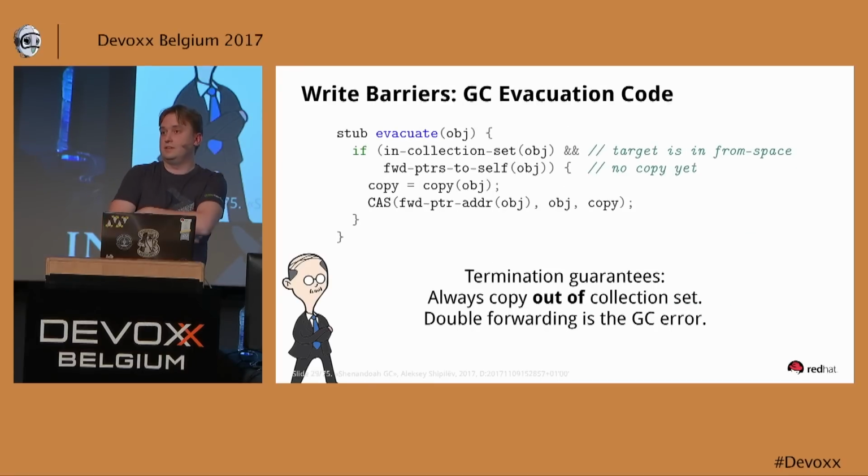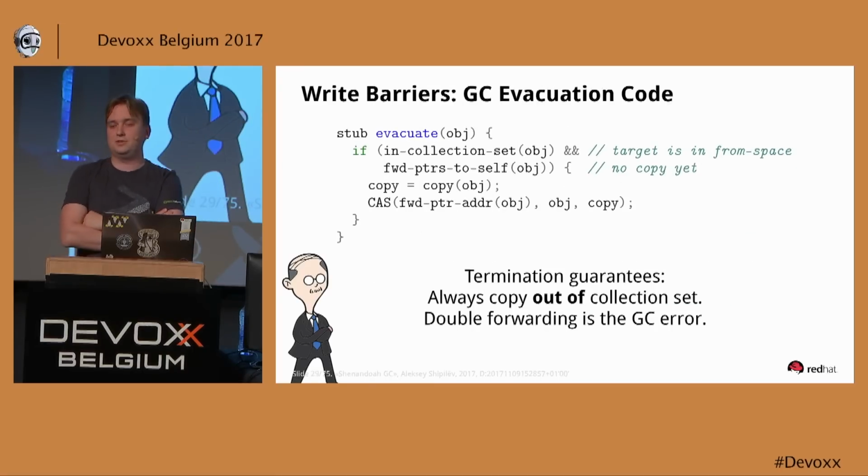GC evacuation code is similar to that, but it doesn't have to write into the fields now. So it only goes linearly through the heap and says, if the object is in the collection set, the regions that are destined for evacuation, and it has not been copied yet, so the forwarding pointer still points to itself, I copy and try to install it. If my CAS fails there, we don't care, because that means that the application's write barrier had already copied this thing. And it nicely terminates because there is a finite number of objects in the collection set, so we will reach the end of the algorithm there.